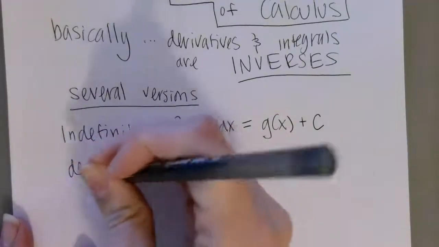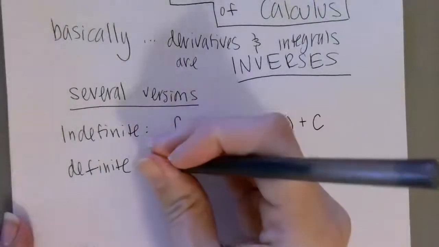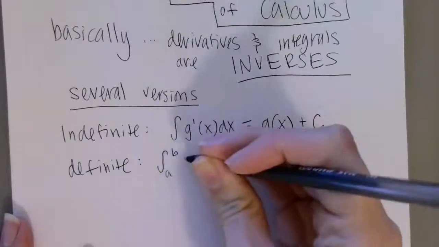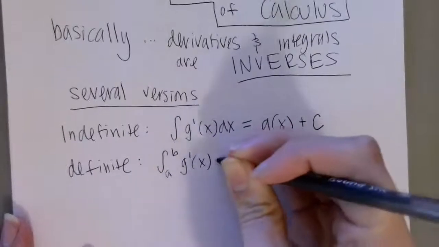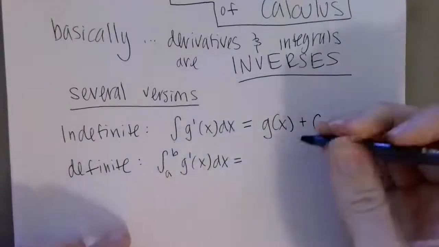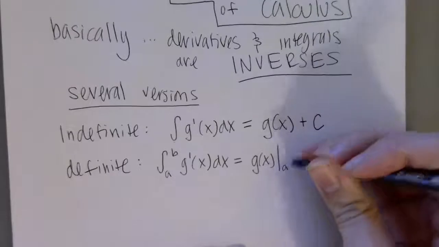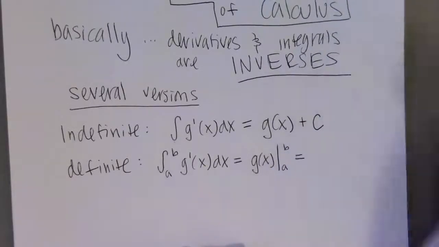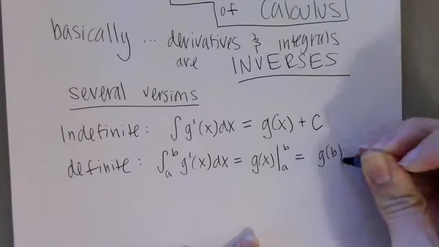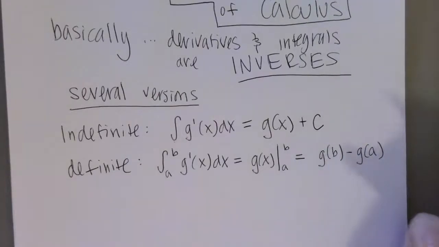We could also have a definite integral. So using the same g prime of x as my integrand, integral from a to b of g prime of x dx. Just like before, we'd take the integral of g prime, those undo each other, we get g of x, but evaluated from a to b. And then to evaluate, we plug in b and a and subtract, and we get g of b minus g of a. So that's the definite version.